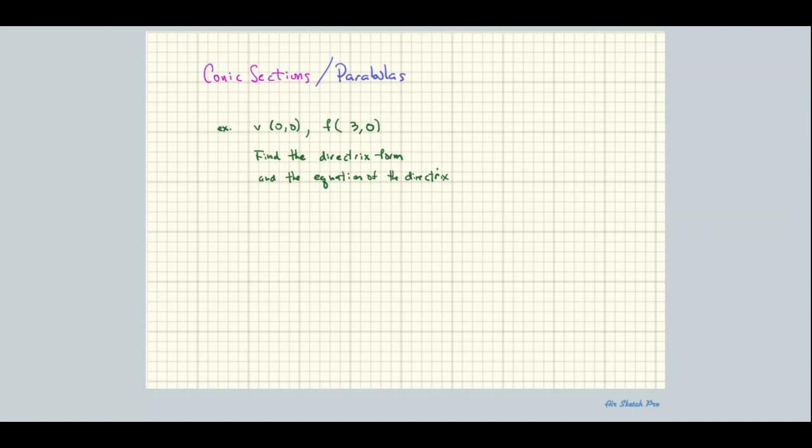Okay, so to do this one, I'm going to start with some axes. And I'm going to put my vertex here at 0, 0. And then I'm going to put my focus here at 0, 3. Okay? We all good on that? Right. Okay.